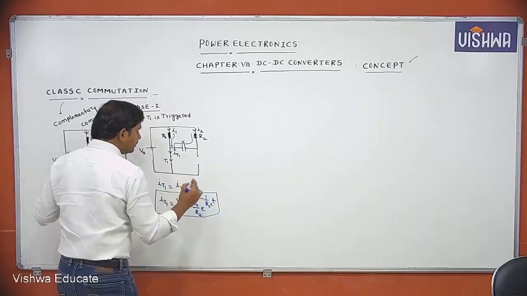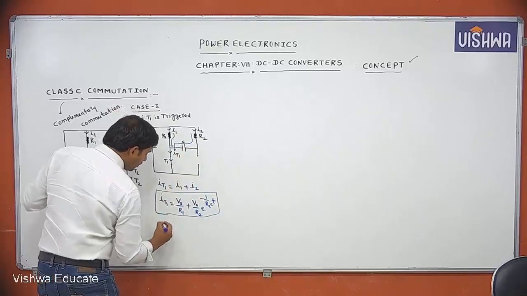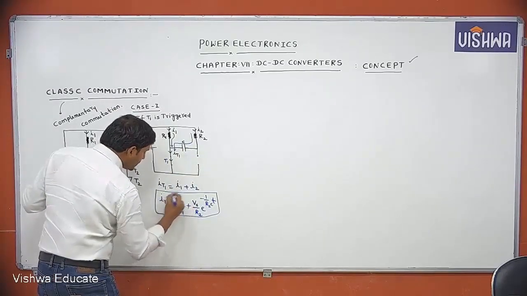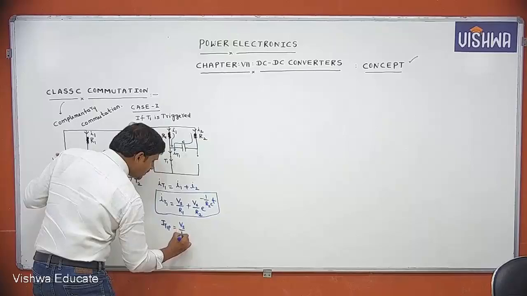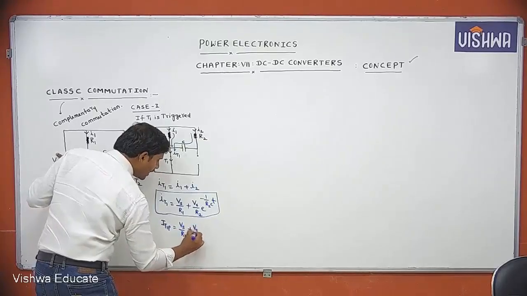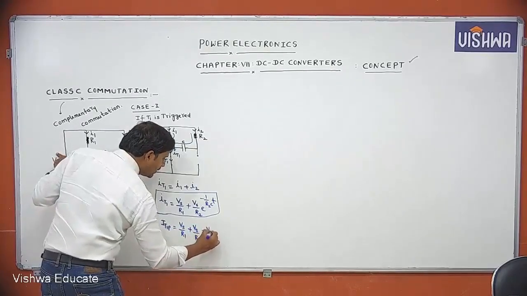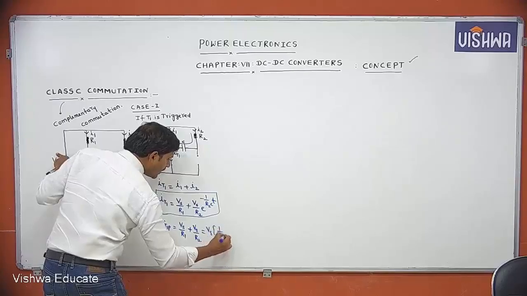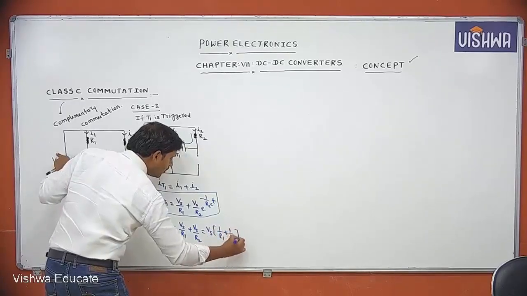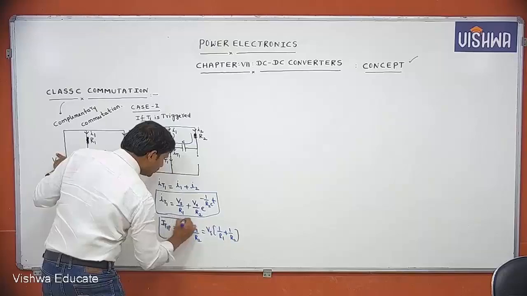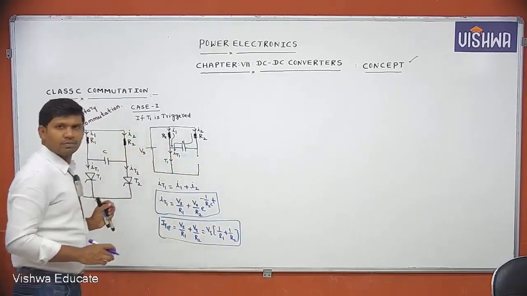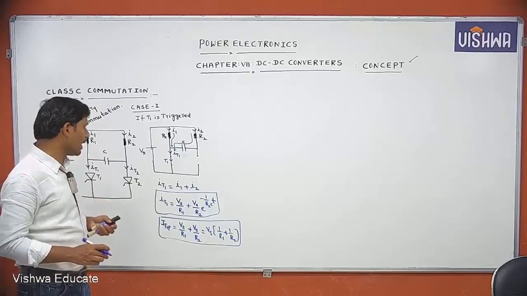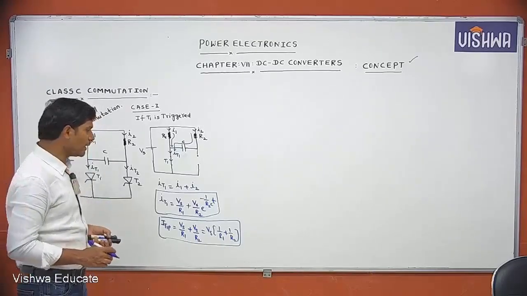Then what is the peak current of this one? IT1P equals the peak value of this current, Vs by R1 plus Vs by R2, that equals Vs into 1 by R1 plus 1 by R2. When t equals 0, this value is the peak value. Okay, this is the peak current.